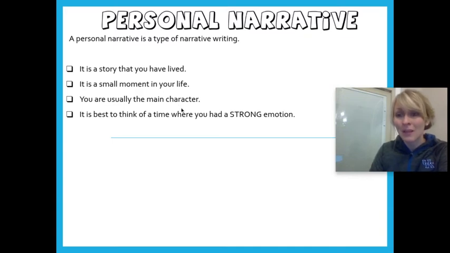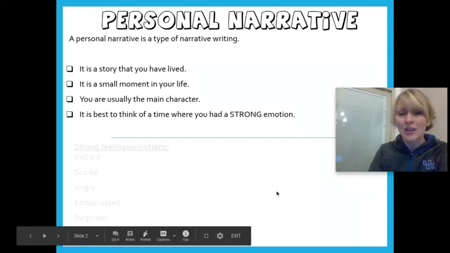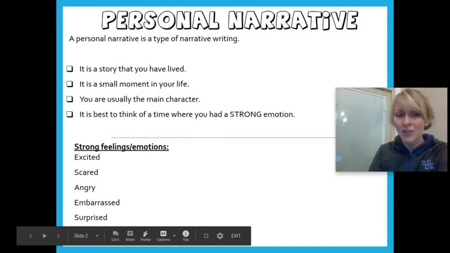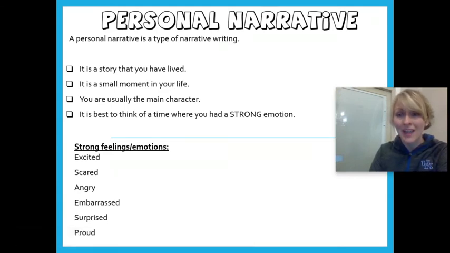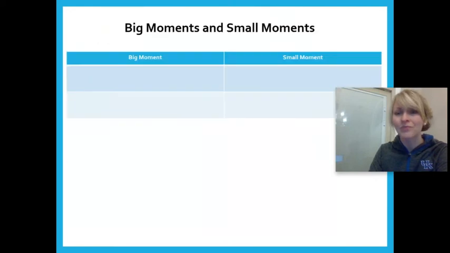And of course, you're going to be the main character in this moment. It is your personal moment, and it's going to be one that you have a strong emotion for. A strong emotion is going to make it more interesting for the readers who are going to read it. So you guys have come up with some strong emotions other than what we came up with yesterday. There was a lot of people who chose angry or excited, as well as scared. So all those are great feelings. But let's talk about big moments and small moments for a second.